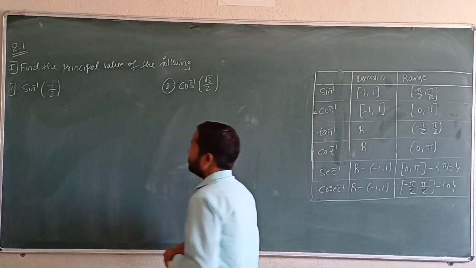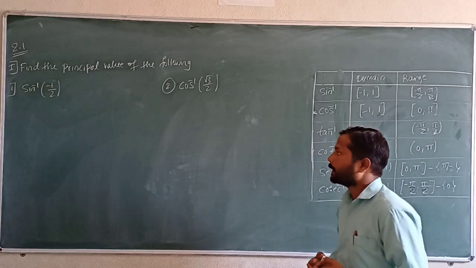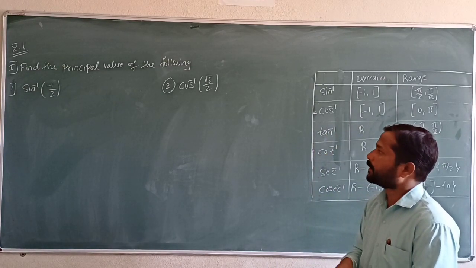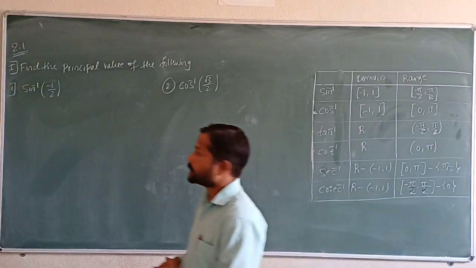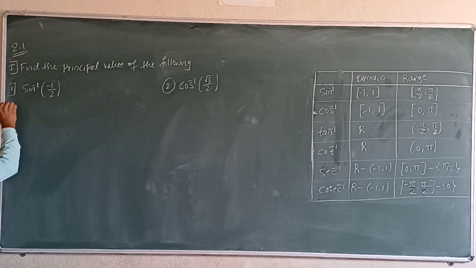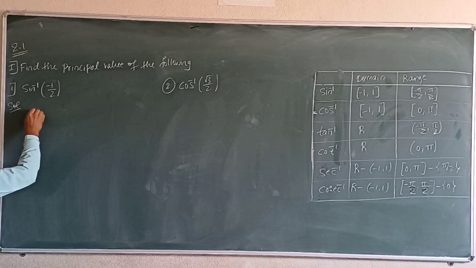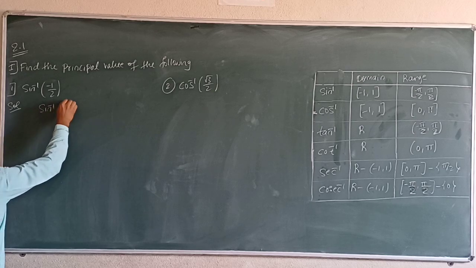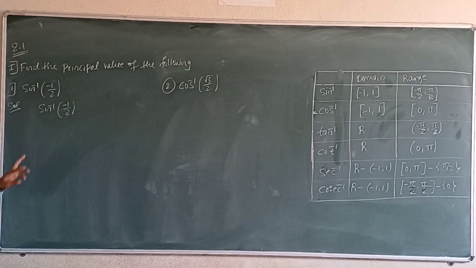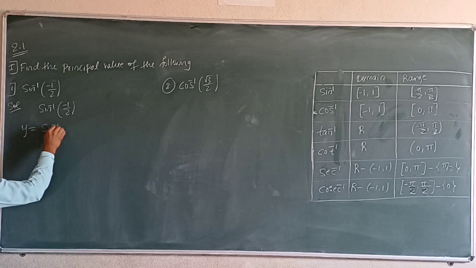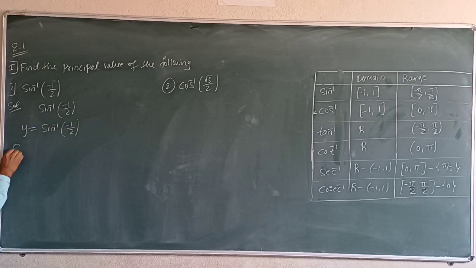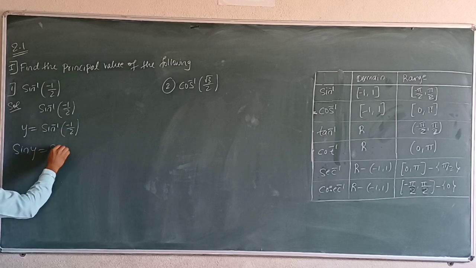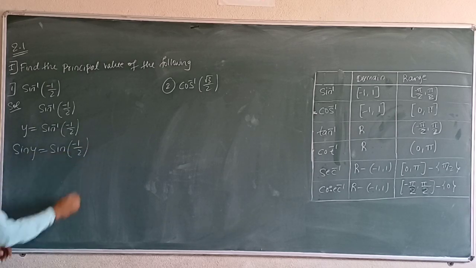Okay, take up exercise 2.1, that is the first headline. Find the principal values of the following questions now. Take the first one here, sine inverse of minus 1 by 2. Solution: take the given question as y. y is equals to sine inverse of minus 1 by 2. Sine inverse transferred, it becomes sin y is equals to minus 1 by 2 now, right?